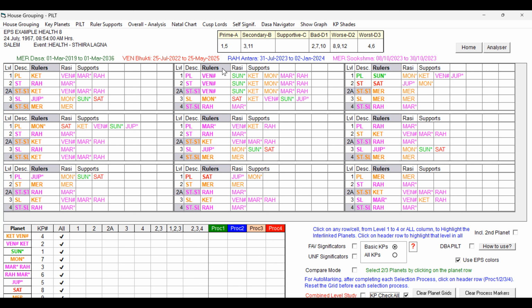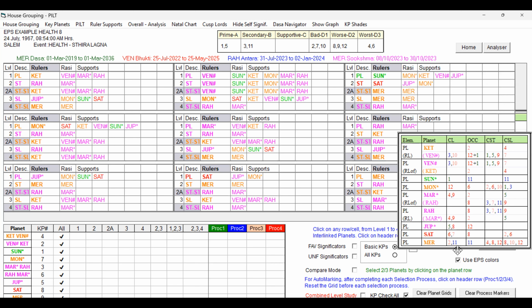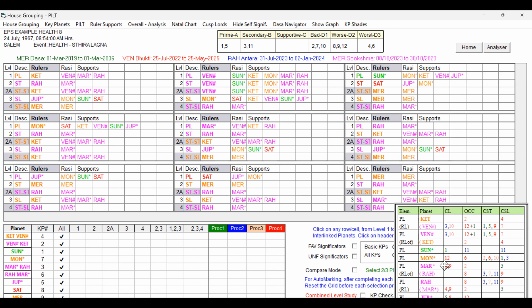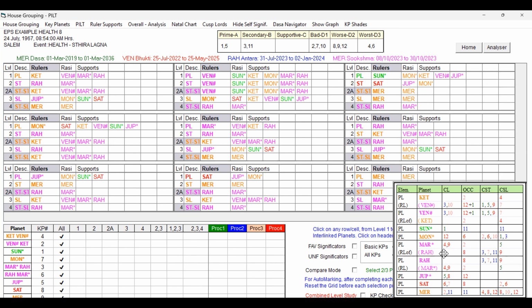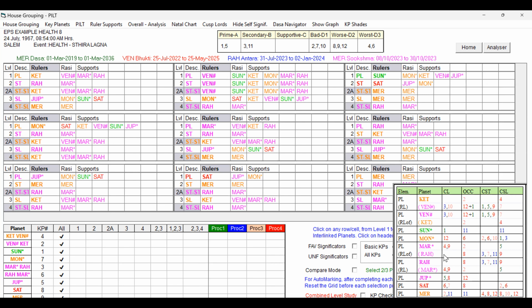As I said, normally it is advisable to keep the self-significators table open always for our verification or study of the self-significations. Now, let us examine the self-signification of all planets once again. Ketu is light red. It is second occupant and fourth sublord. So this is not good for the longevity because the second house and fourth house are not favorable for longevity.